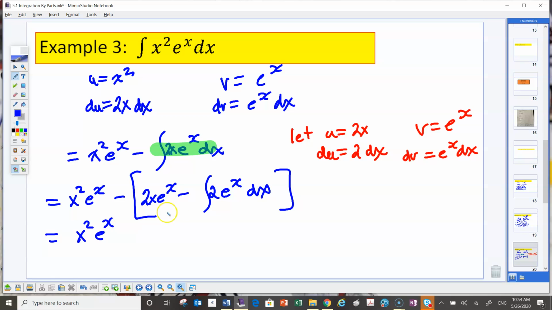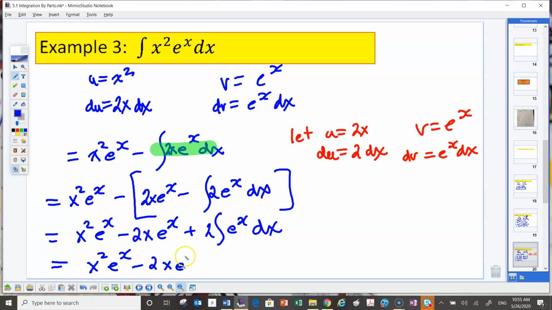So x squared e to the x, I distribute, I get minus 2x e to the x plus the integral, I'm going to bring the 2 out front, of e to the x dx. And finally, my last line, you have x squared e to the x minus 2x e to the x plus 2, the integral of e to the x is e to the x plus a constant, and that would be my final answer.